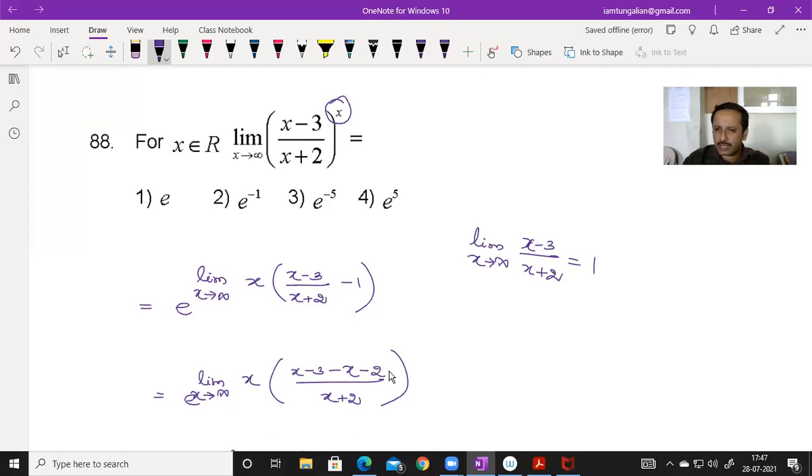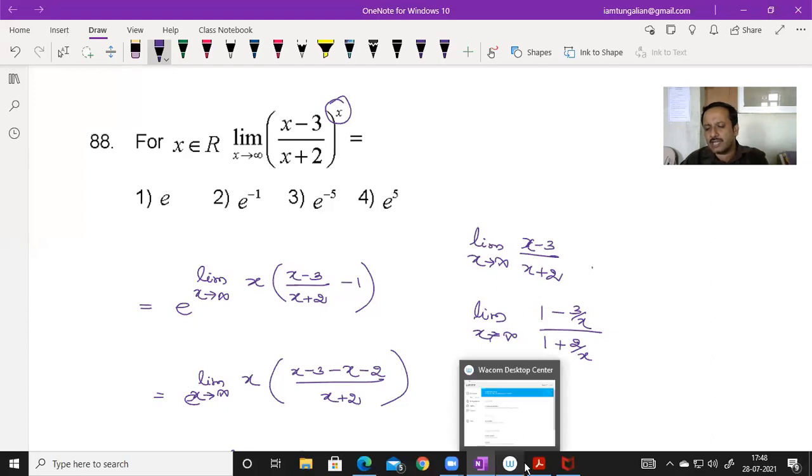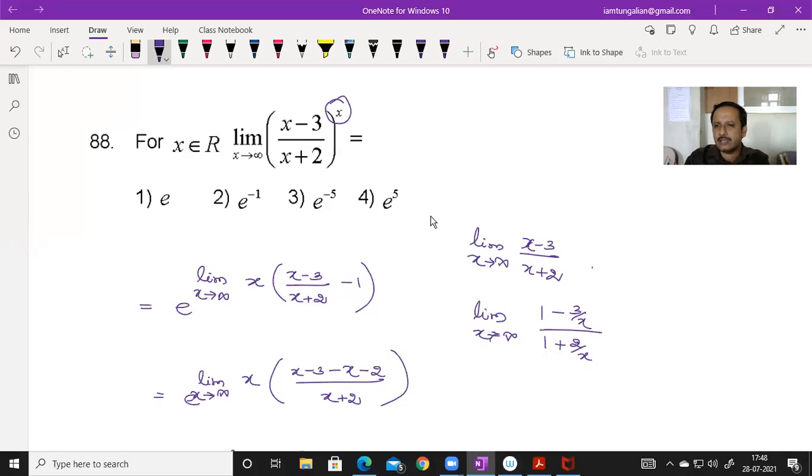This is one way of doing it. Another method is to divide both the numerator and denominator by x. That will give you 1 minus 3 by x divided by 1 plus 2 by x. Now when x tends to infinity, 3 by x tends to 0, 2 by x also tends to 0. So 1 by 1 will give you 1. And the power is x. As x tends to infinity, it will be in the form 1 power infinity.